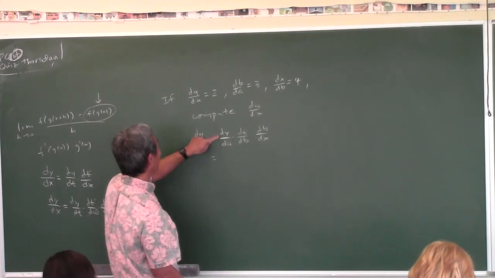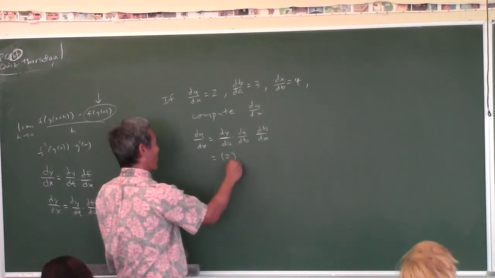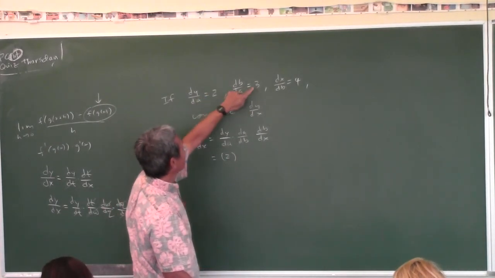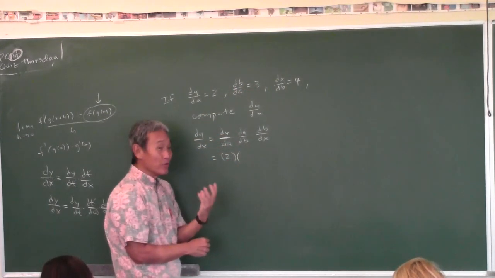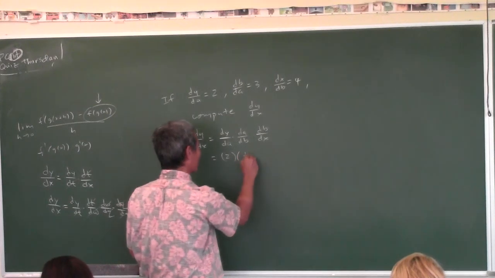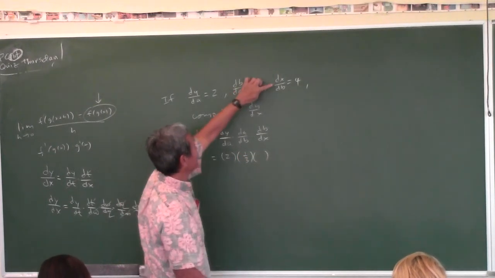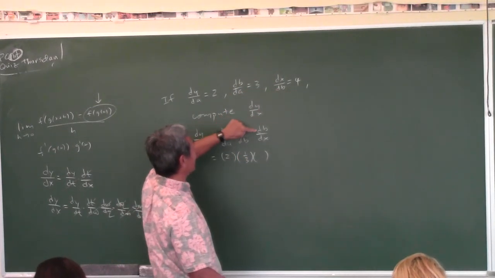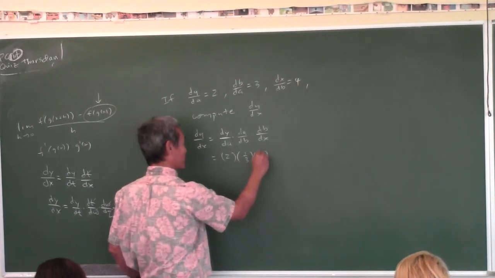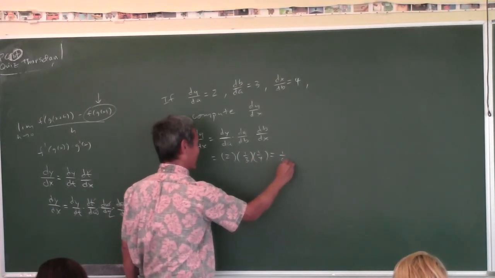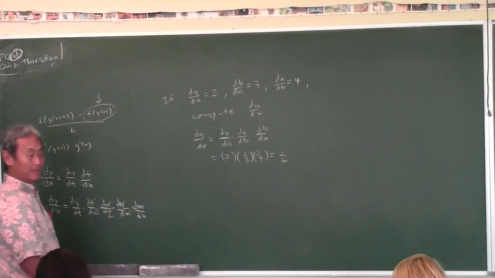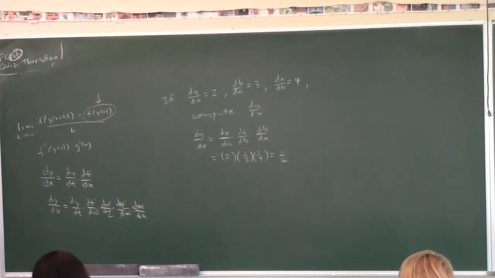What is dy/dA? 2. Well, if dB/dA is 3, what is dA/dB? 1/3, that's right. See, that's the beauty of Leibniz's notation. You can use it like regular fractions. Now, if dx/dB is 4, what is dB/dx? 1/4. So what's your final answer? And don't say 2/12. 1/6. Boom! Hey, this is not that bad, Mr. Park.